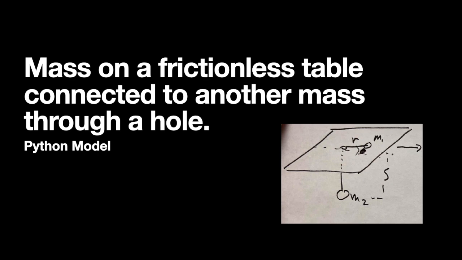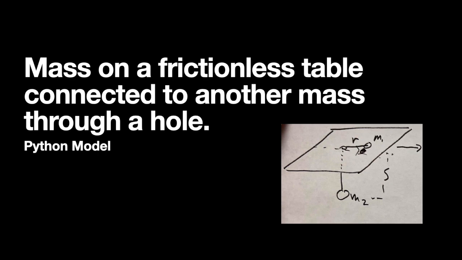So here's the situation. I have this table, a frictionless table, and you can get these online. You just Google frictionless physics table, and there's a mass on the table with a hole in the middle, and then there's a string connecting the mass on the table to a mass hanging down below, and I want to model the motion of this thing with Python.